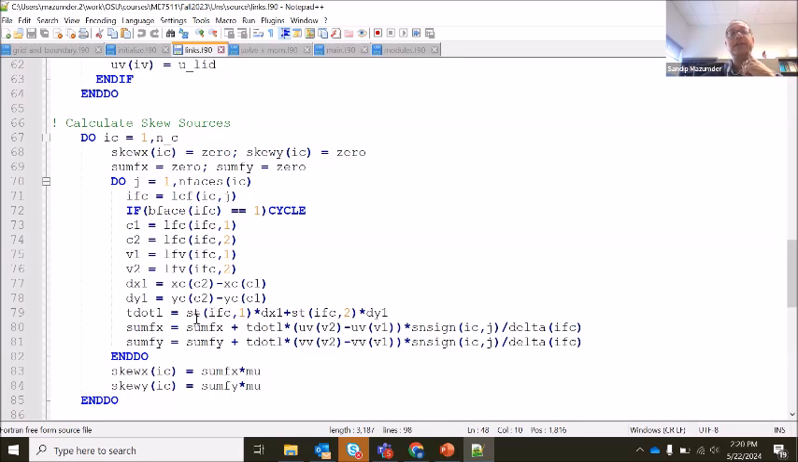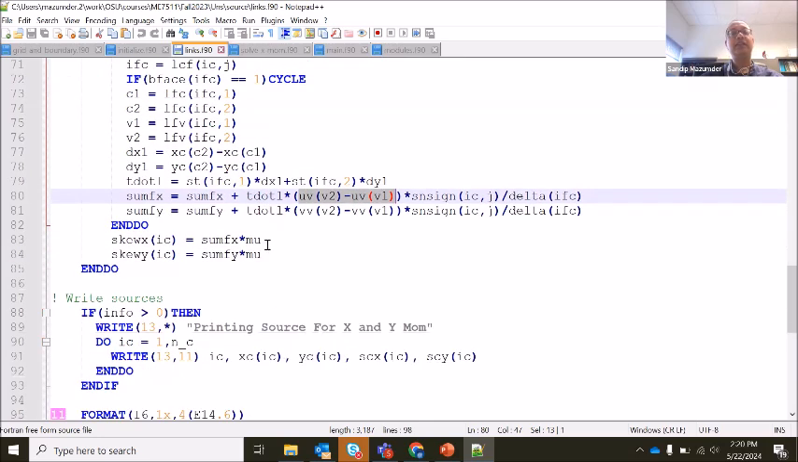So you can see here, I have a T dot L that I'm calculating right there, and then multiplying it by the difference in the vertex values, okay? And then this is, again, making sure the surface normal is pointed in the right direction, divided by delta. And then finally I'm multiplying, because my viscosity is a constant here, I'm multiplying it later instead of having it in the loop for faces to calculate the actual skew source term.